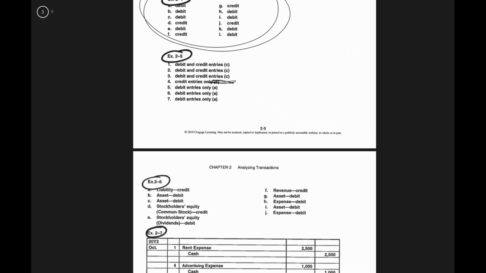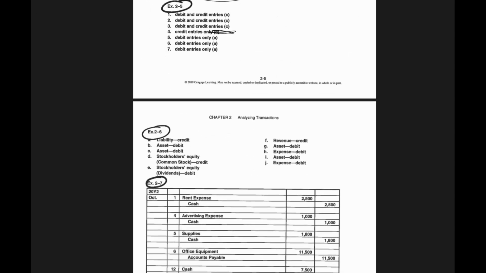Number 6, it reads, what's the normal balance? Identify each of the following accounts as asset, liability, equity, revenue, expense, and what's its normal balance? Well, again, accounts payable, it's a liability. What's its normal balance? A credit. Accounts receivable is an asset, so it's a debit. Letter C, cash is an asset, it's a debit.